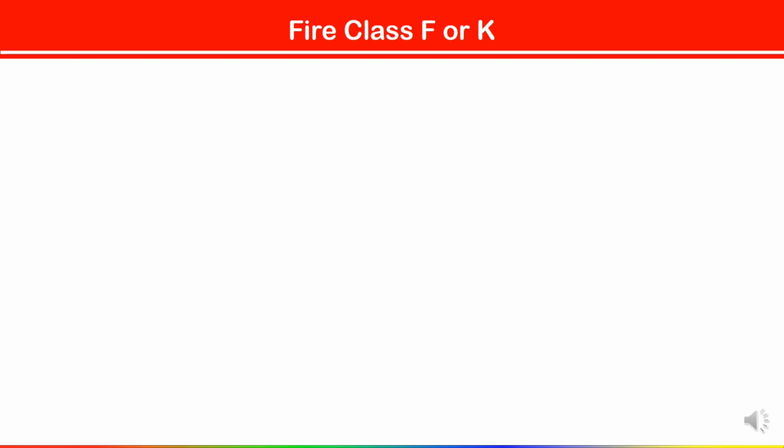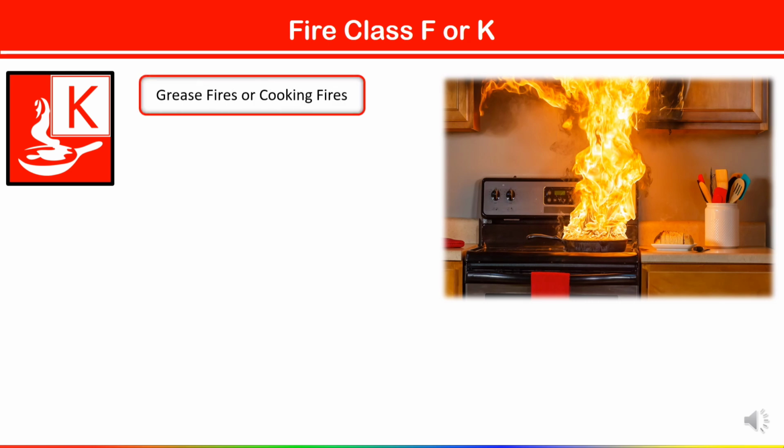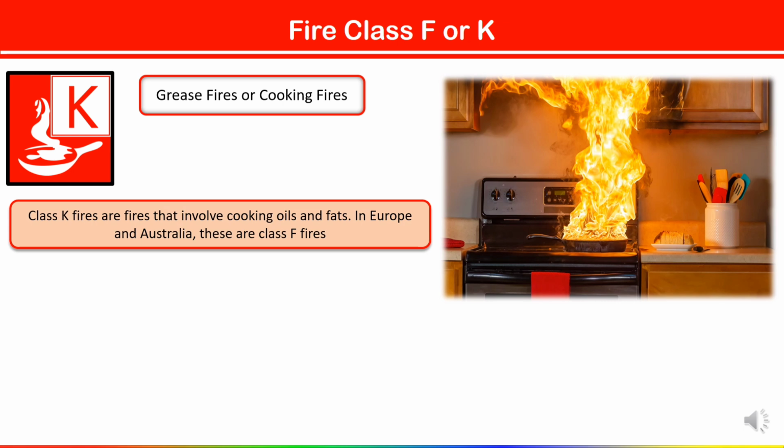Okay, now the next class is class K fire. So what is this? As I discussed at the start, class K, or in some regions class F fire. This type of fire involves cooking oils and fat, typically found in commercial and residential kitchens. Same point is given here. In Europe and Australia, these are class F fires.